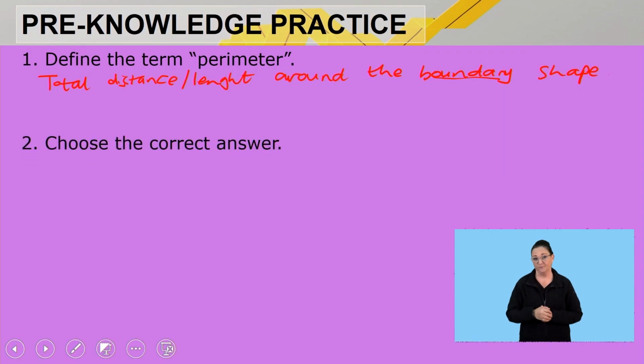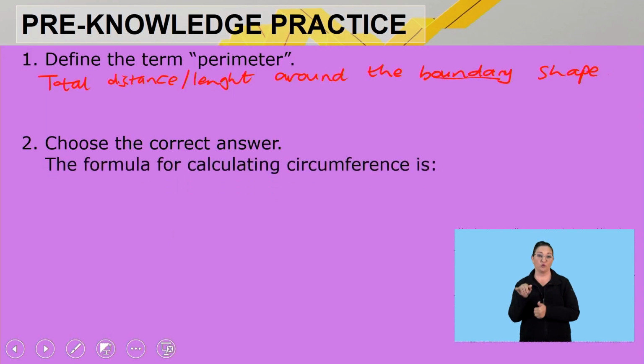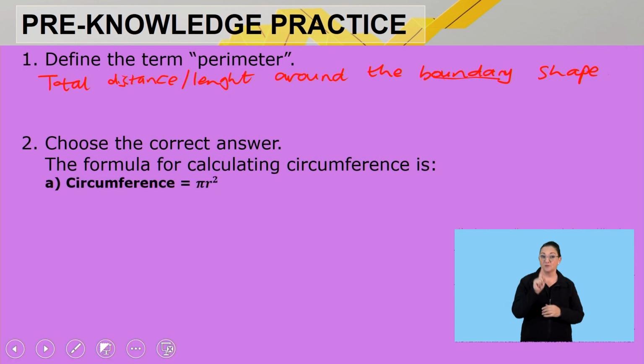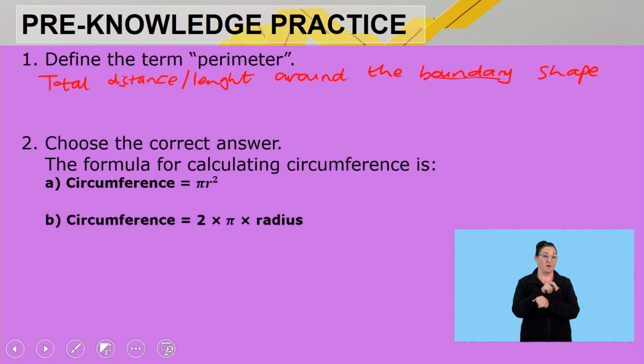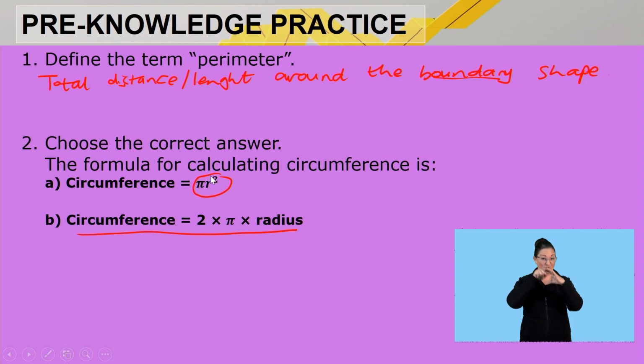Then question number 2. It says, choose the correct answer. The question says, the formula for calculating circumference. Is it A, where circumference equals pi times radius squared, or is it B, where circumference equals 2 times pi times radius? In this case, your answer will be B. If you look at the formula in A, that is the formula for calculating the area of a circular object. Guys, are we clear? So circumference equals 2 times pi times radius.